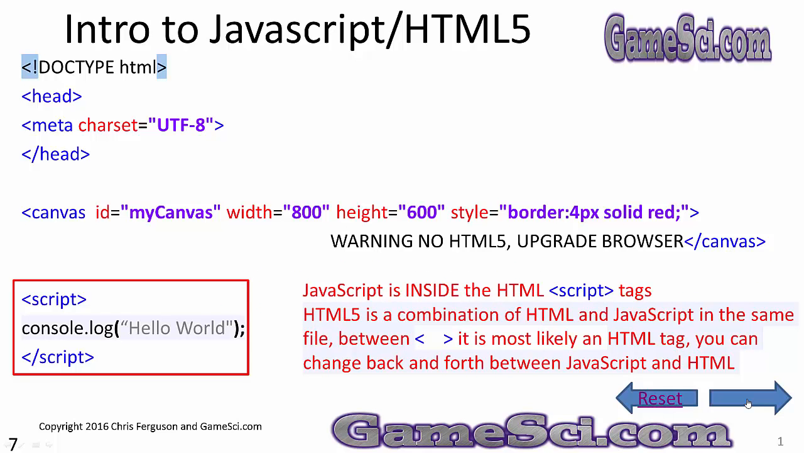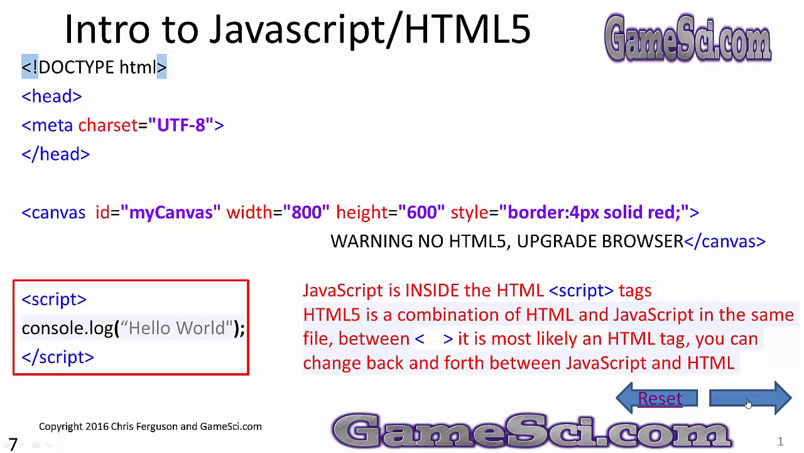Let's switch over to the JavaScript side. Above this box, we're definitely dealing with HTML5. Inside this box, we are going to write our JavaScript. JavaScript is inside the HTML script tags. When you're ready to write some JavaScript, you insert it right in the middle or right with the HTML of your web page. And you do that by putting script tags in there. HTML5 is basically a combination of HTML and JavaScript in the same file.